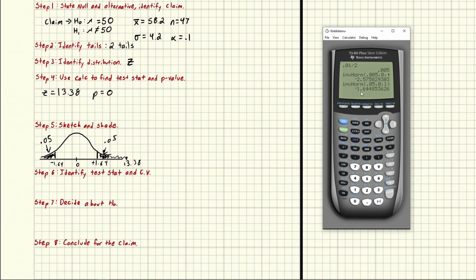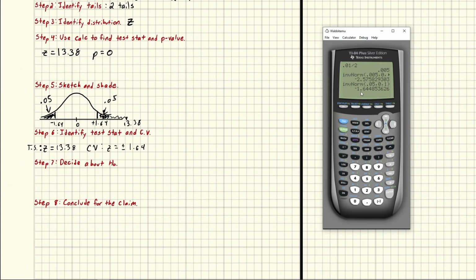So now it says to identify our test stat and critical value. We've already found the test stat. That is our, whoops, I'm writing T. Our Z is equal to 13.38. That's our test stat. And our critical value is that Z is equal to plus or minus 1.64. We have one above and below. This one is our test stat. I'm going to write TS for test stat.